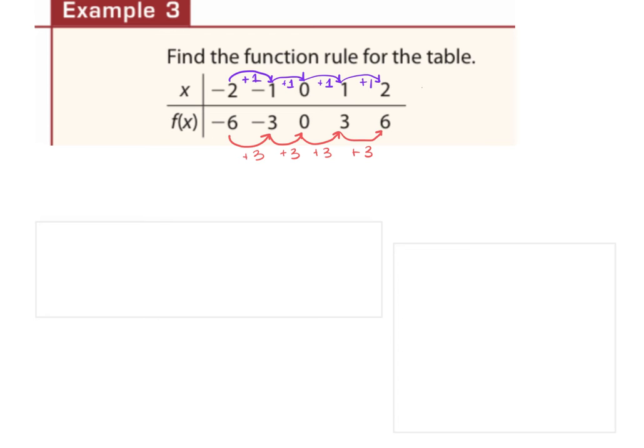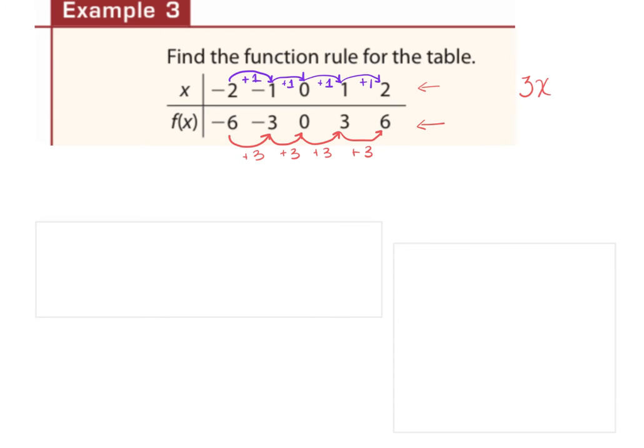So every time this one increases by 1, this one increases by 3, which means that if I were to take my input and I were to multiply by 3, I should get my output. And let's see if that works. If I take -2 and I multiply by 3, what do I get? Right, and it works all the way across. -1 times 3, -3. 0 times 3, 0. 1 times 3 is 3. 2 times 3 is 6.